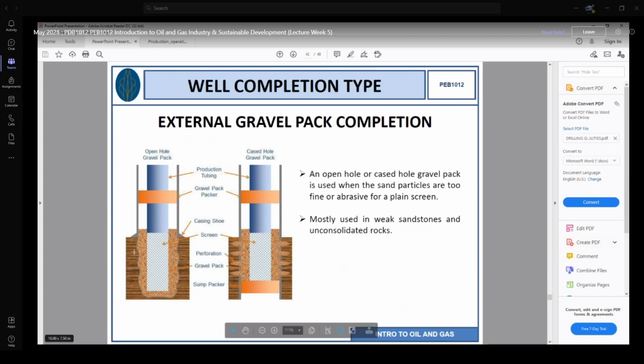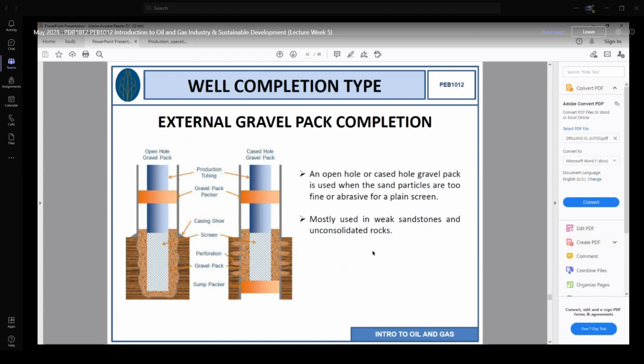Here is again the open hole completion, but there is a screen. We use a gravel pack screen around it to control the sand production. If the oil and gas has sand, we have to protect against it. We don't allow this sand to enter into this tubing string, right?